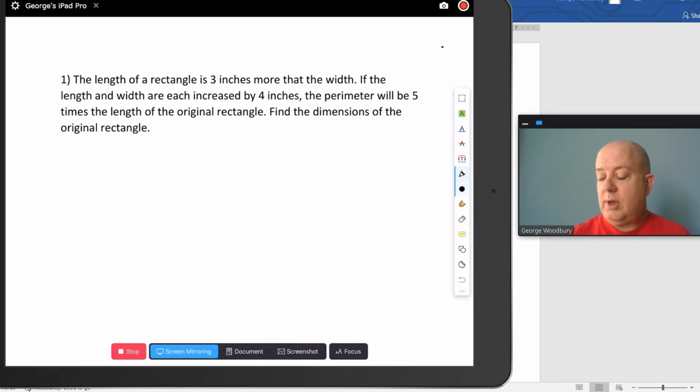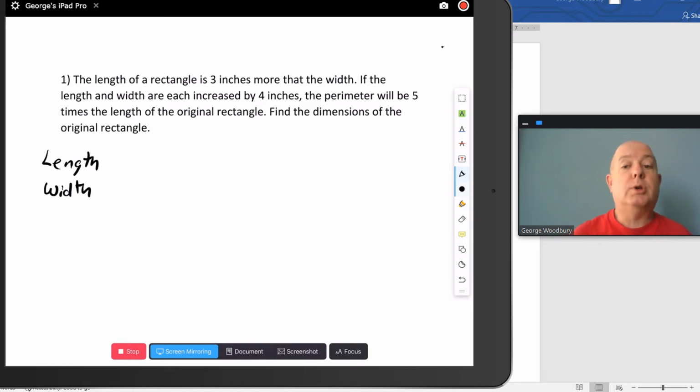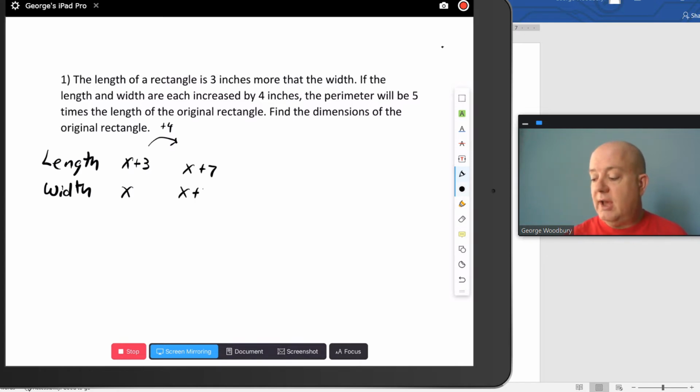Well, first we have two unknowns, the length and the width of the original rectangle. And we're told that the length is 3 inches more than the width. So if we let the width be represented by x, 3 inches more than that would be x plus 3. The second sentence begins, if the length and width are each increased by 4 inches, so we're going to add 4 to each of these. The length of this new rectangle can now be represented by x plus 7. For the width, that's going to be x plus 4.